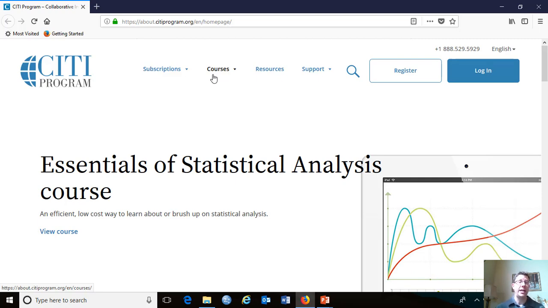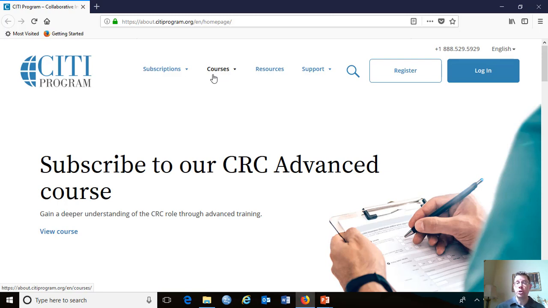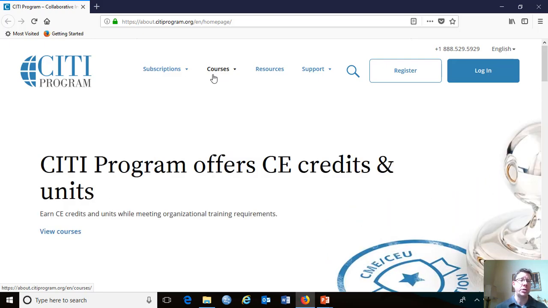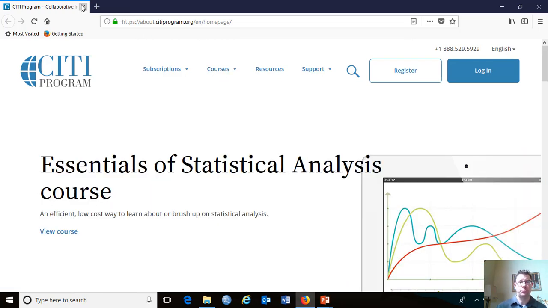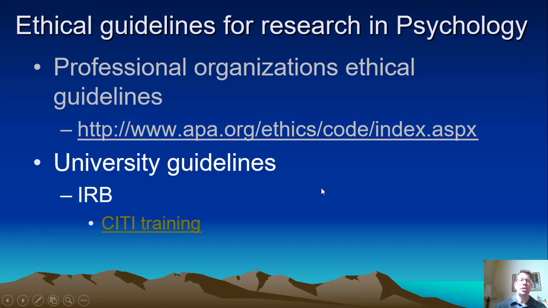It's also, though, required even of individuals who are running participants. Anybody who comes into contact with the participants in the research, so it could be graduate students, it could be undergraduate students working in a lab, they also have to do kind of a shortened version of the CITI training to make sure that they understand ethical research. Okay, so as part of the university guidelines, you have to go through an IRB that has to approve the research. You have to go through and pass CITI training to show that you understand how to run research ethically.